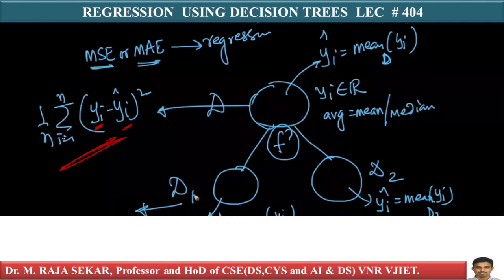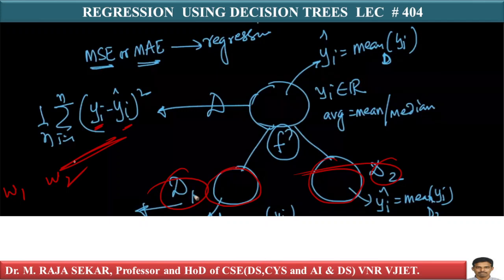At this stage I have two data sets, D1 and D2. I have to compute the MSE for data set D1, and I will compute the MSE for data set D2, and I will take a weighted sum of it. There is weight 1 and weight 2, just like the way we did the weighted sum of entropies.